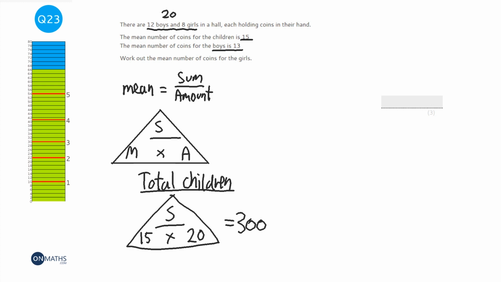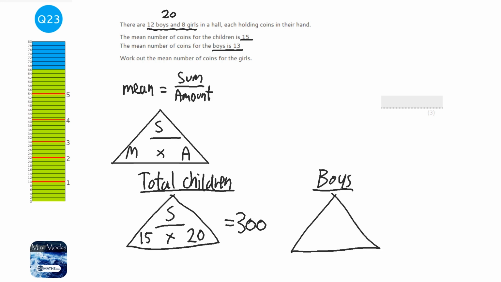Okay, so now next we're going to work out, well, we're given the boys, so let's work out how many coins the boys have. So same triangle. We know the mean for the boys is 13, and we know that there are 12 boys.